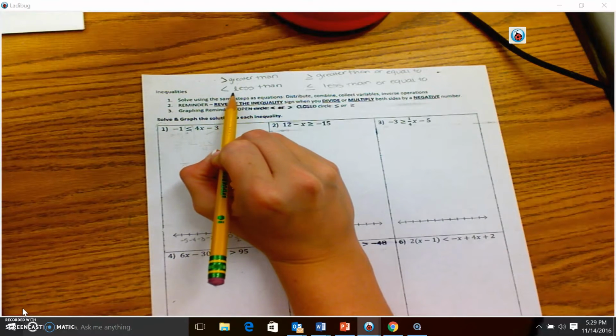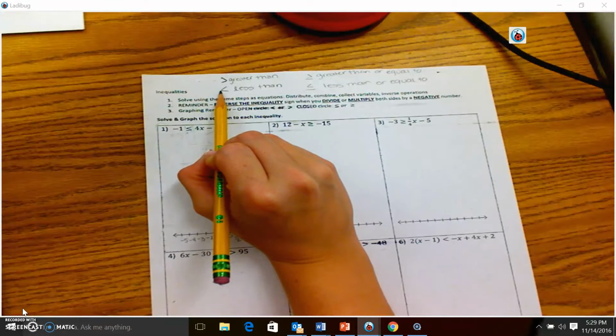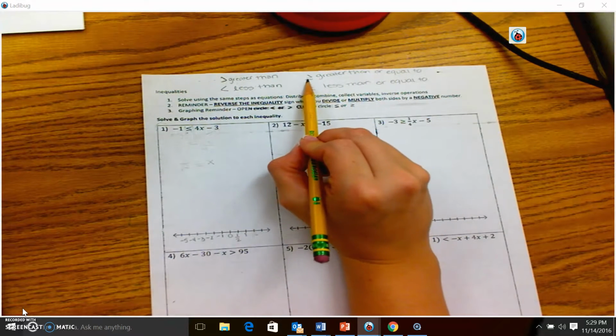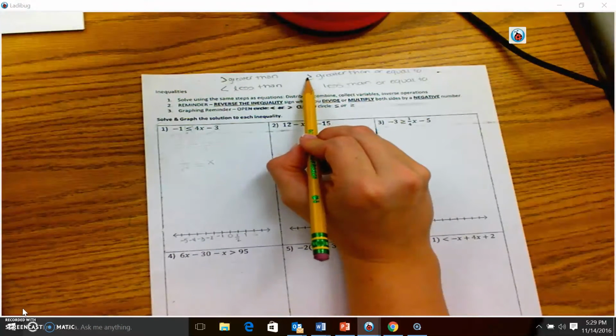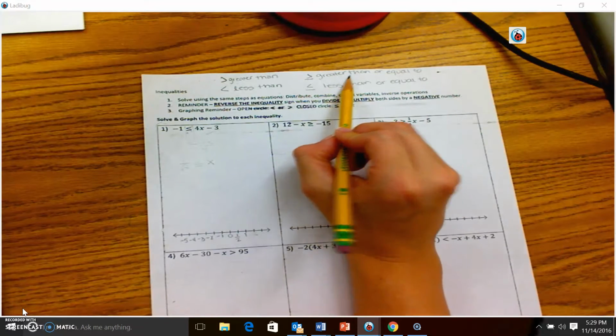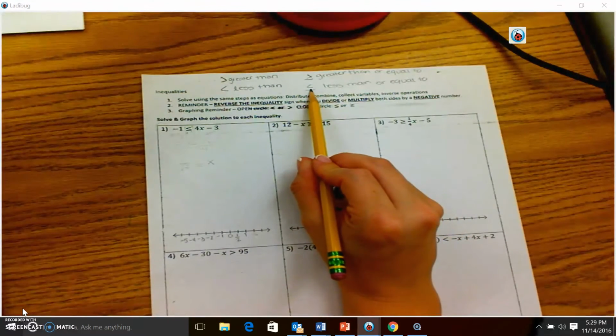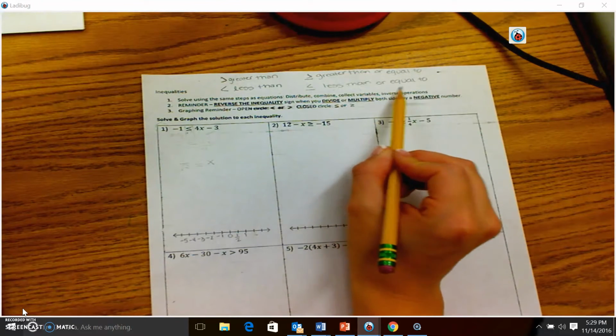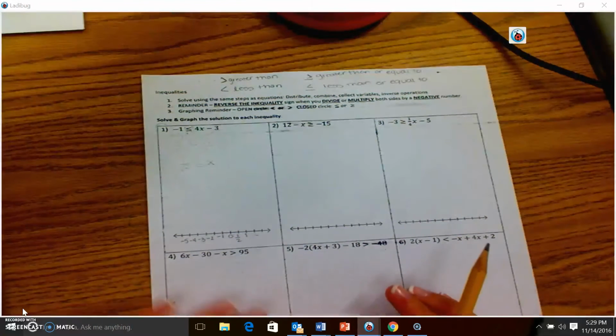This sign is the less than sign because it's facing away from the number. It's less than. This sign is the greater than, but it has a line underneath. This line means equal to. So you say greater than or equal to. This sign means less than or equal to. So make sure you have that at the top of your paper.